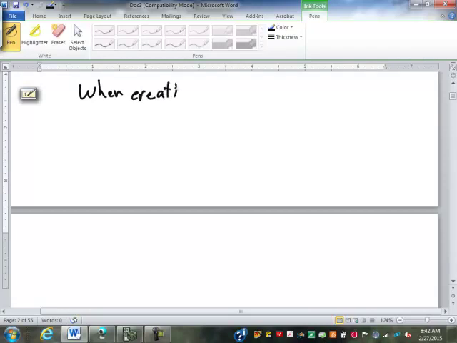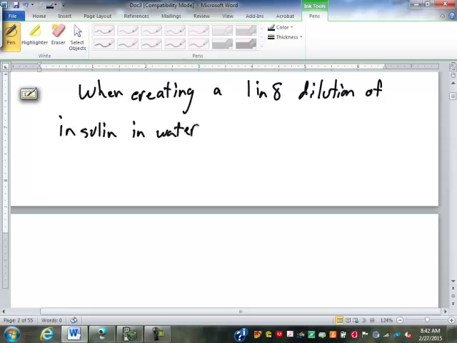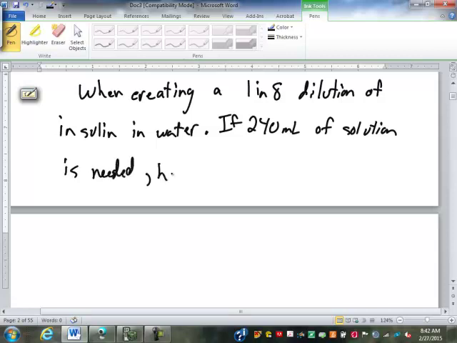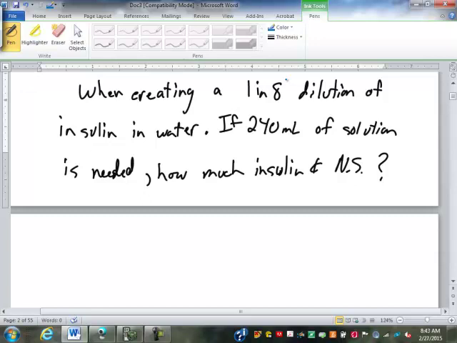So let's say when creating a 1 in 8 dilution of insulin in water, if 240 milliliters of solution is needed, how much insulin and how much water are used? You guys talk me through this. Where do I start?